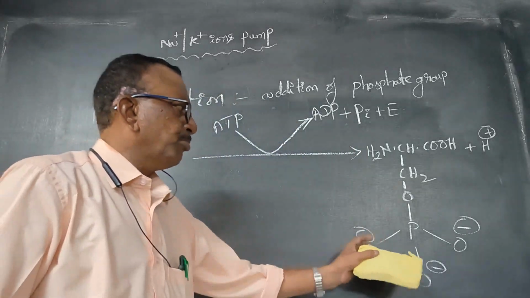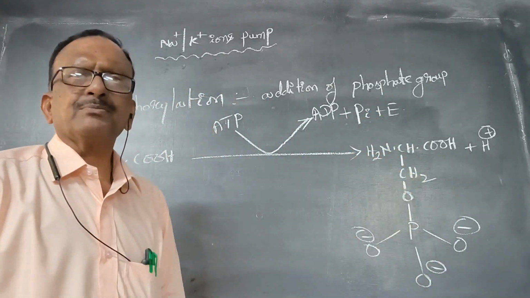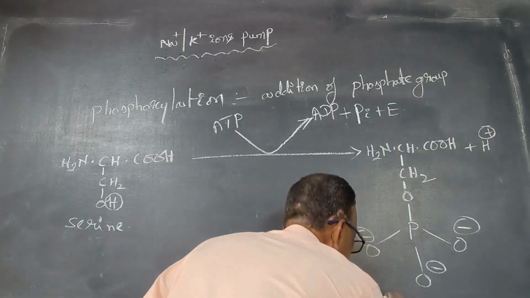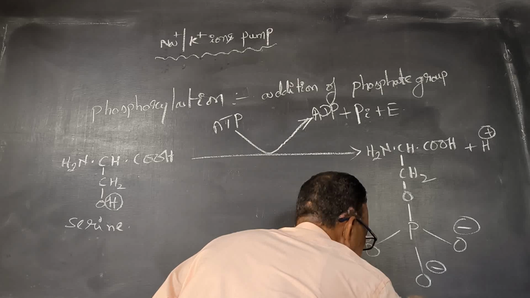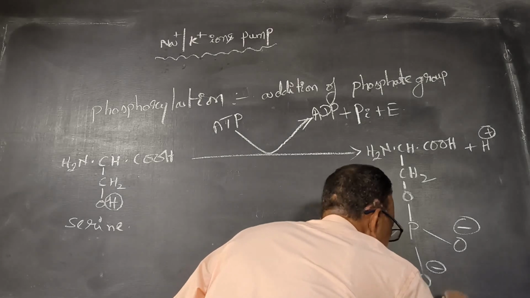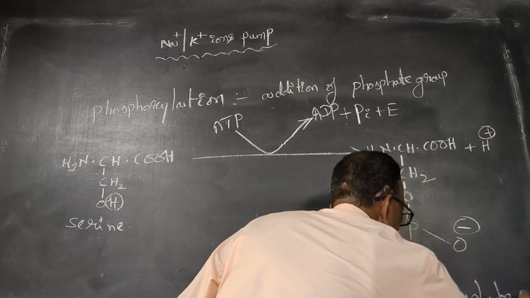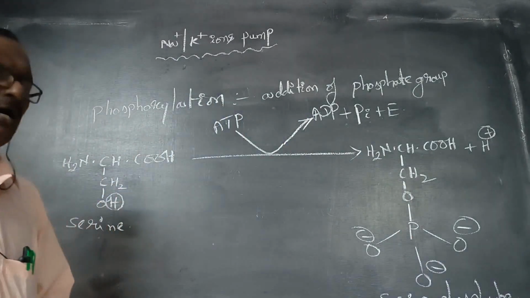So totally PO4 minus 2. This is a phosphate. Now its name is serine phosphate. So this is a serine phosphate.